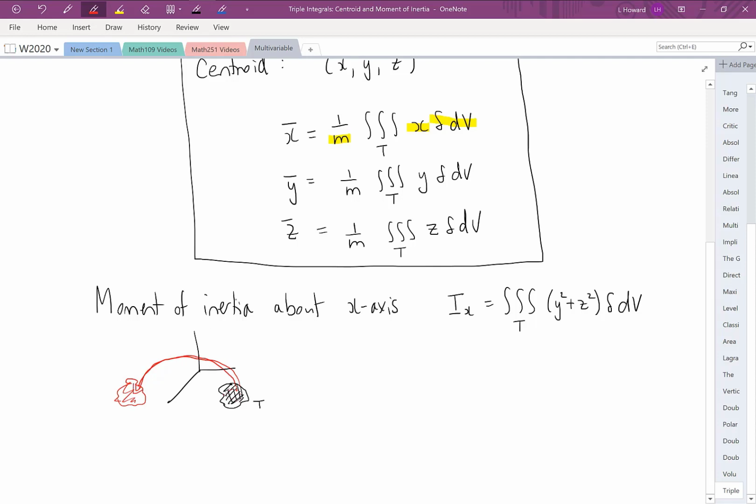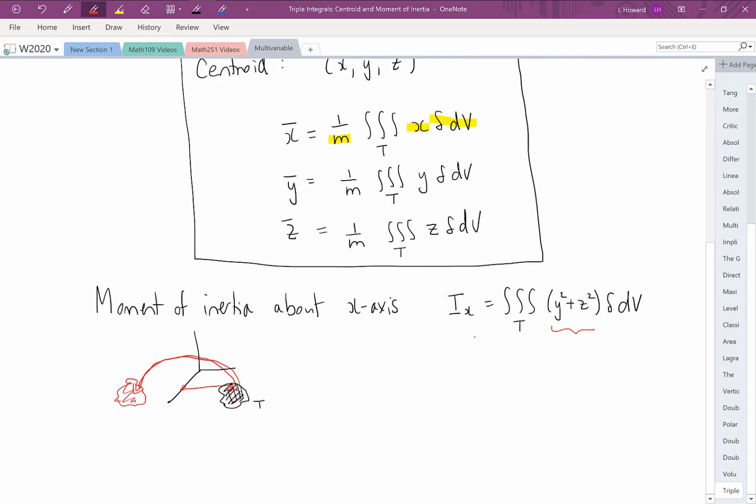Now, one big determining feature of the moment of inertia is the distance of every point in this region from the axis about which you're rotating. If you imagine we're in 3D space here, we're talking about the distance between this point here and, let's say, the x-axis. Let's draw a picture of that distance. That distance would depend on y and z, but would not depend on x. And in fact, it's the distance squared that we want to calculate. It turns out that the distance squared is y squared plus z squared.